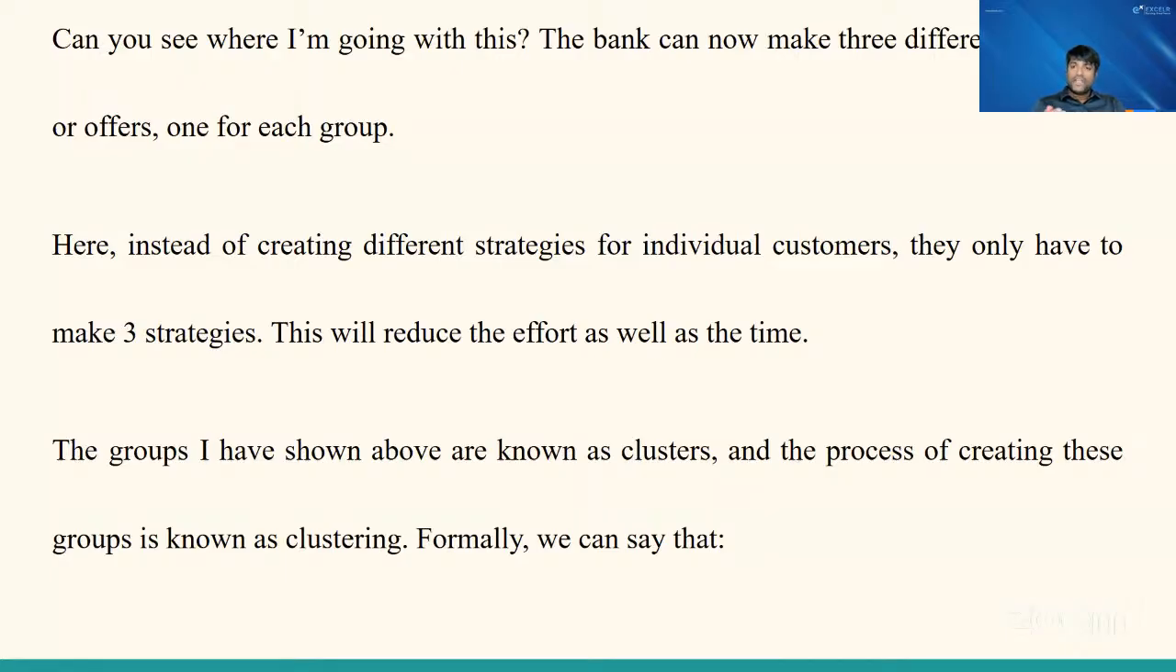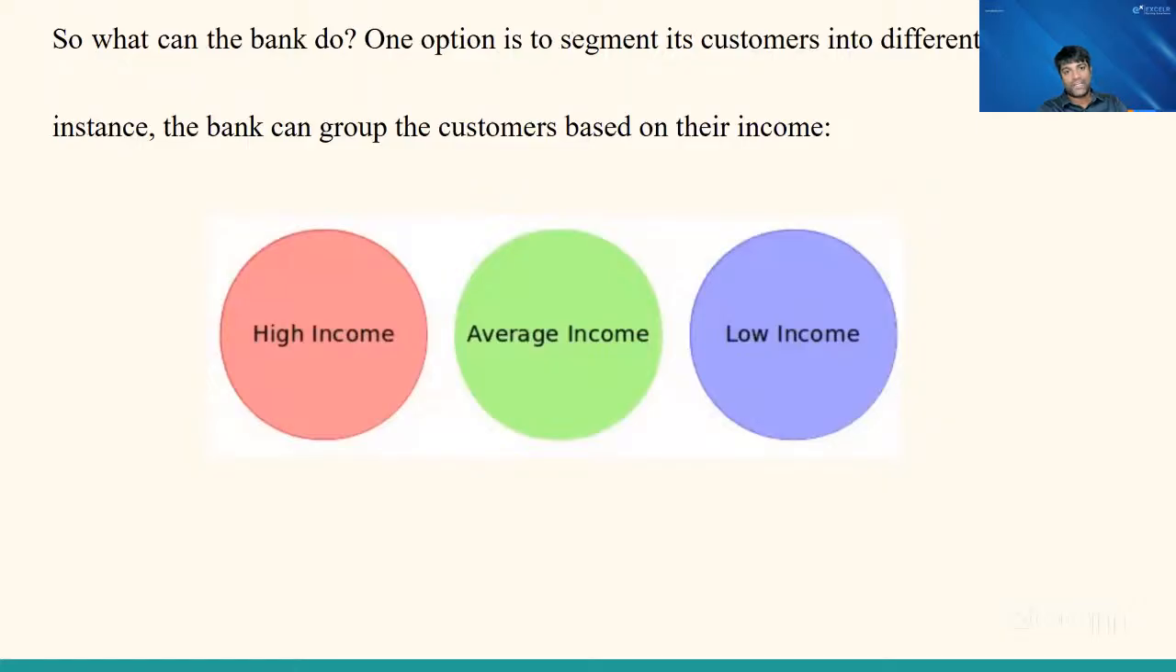If you can make these three categories, now you can strategize that you need to make only three strategies because there are only three groups of customers. So for low income people, what should I do?